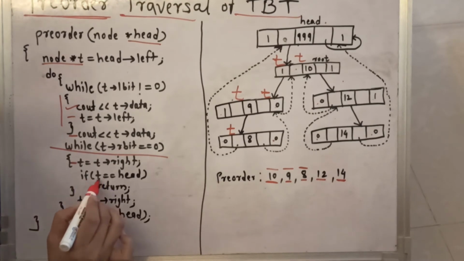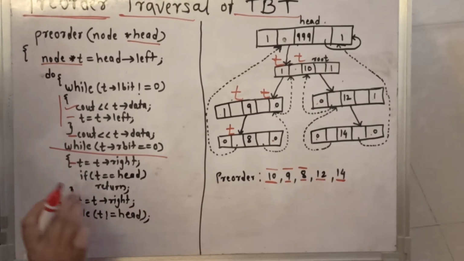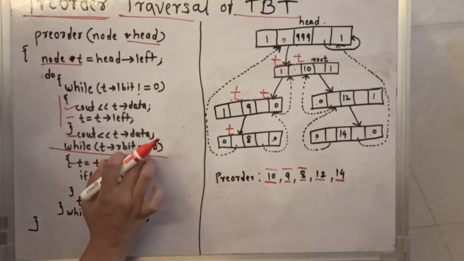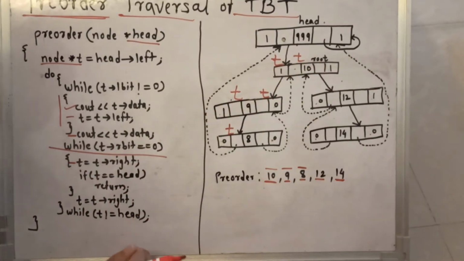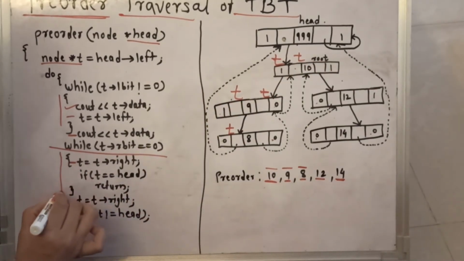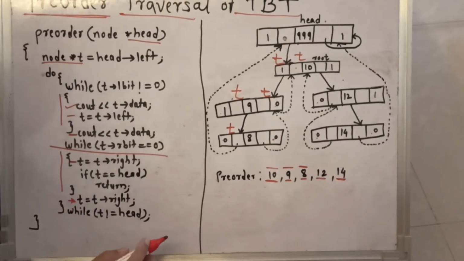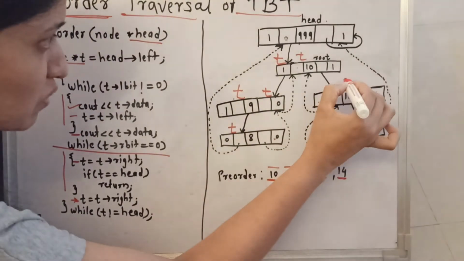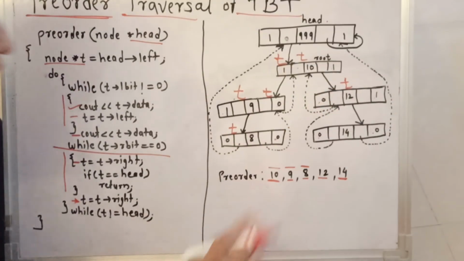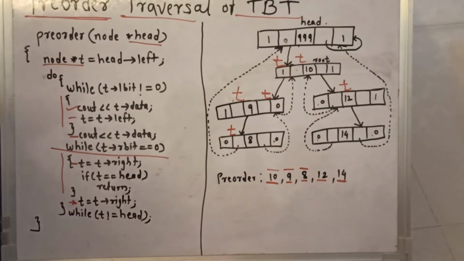Again it will check the condition whether it is going to the head node or not. Now it is not going to the head node, and the R bit field for this 10 is equal to 1. That means execution of this while will stop here and it will execute the next statement, that is t is equal to t right. That means now our t will come to the actual right side here.